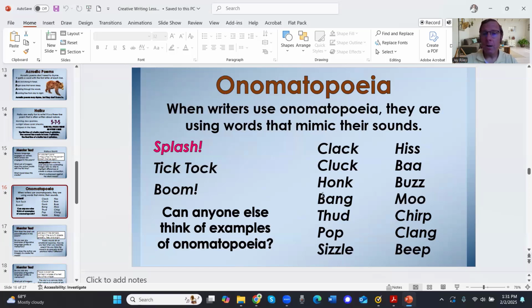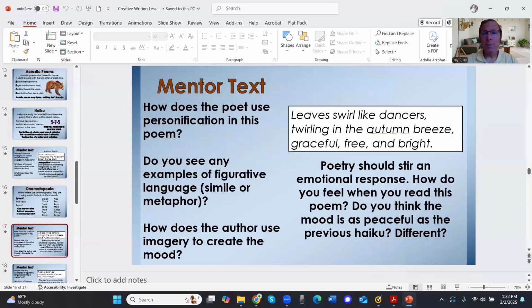Clack, cluck, honk, bang, thud, pop, sizzle, hiss, bah, buzz, moo, chirp, clang, and beat. So there are really countless examples of onomatopoeia. And poets can use this in their haiku to communicate to their reader what's happening at that particular time, what they're observing in nature. And that's a great way to create imagery for the reader. So let's take a look at another poem here.